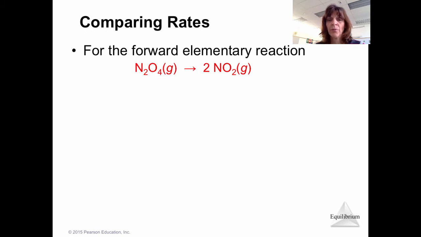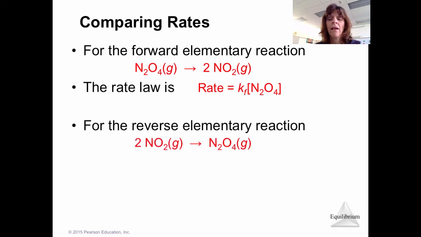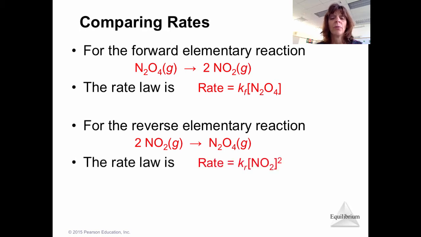So let's describe the rates. For the forward reaction, assuming it's an elementary reaction, we've got N2O4 breaking down into 2NO2. The rate law for that, as we've learned, is rate equals forward reaction rate constant times the concentration of N2O4. For the reverse, it's 2NO2 yields N2O4, and its rate for the reverse would be a new rate constant times NO2 squared.